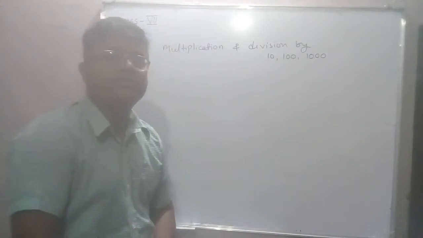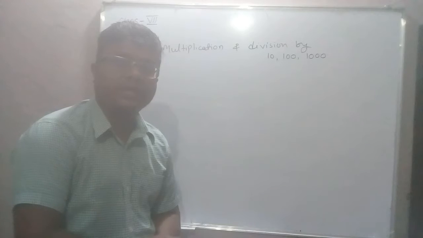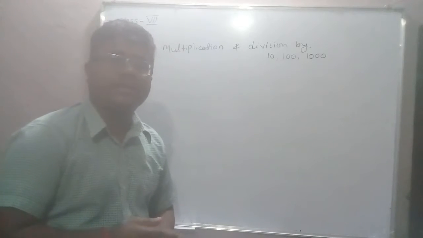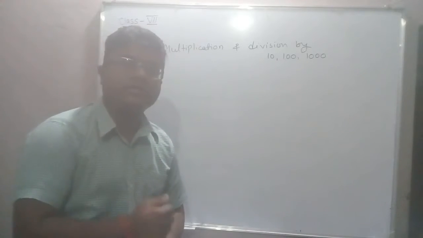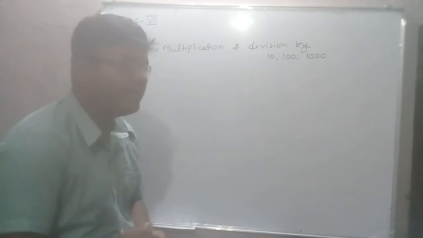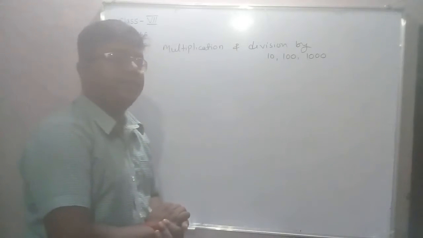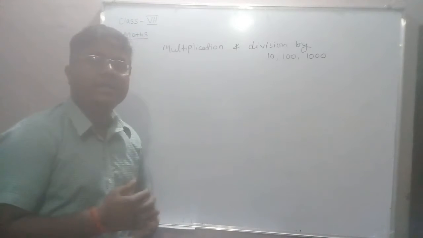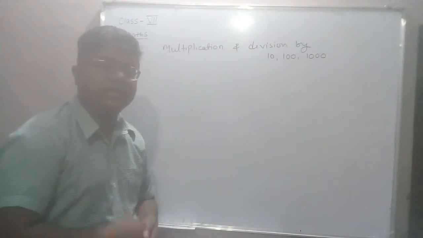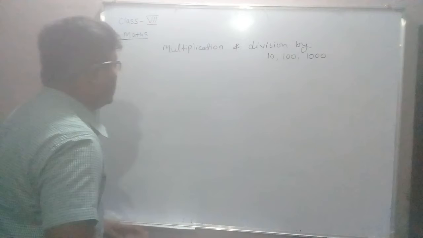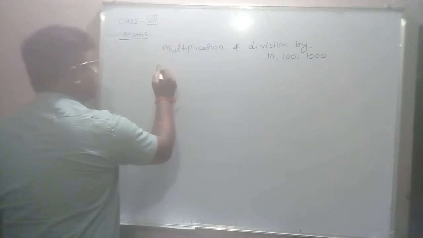So in our previous class we have started the decimal chapter and we have done addition, subtraction and multiplication. So today we are continuing the same lesson. Today we are going to do the multiplication and division by 10, 100 and 1000. So let's start first with multiplication.